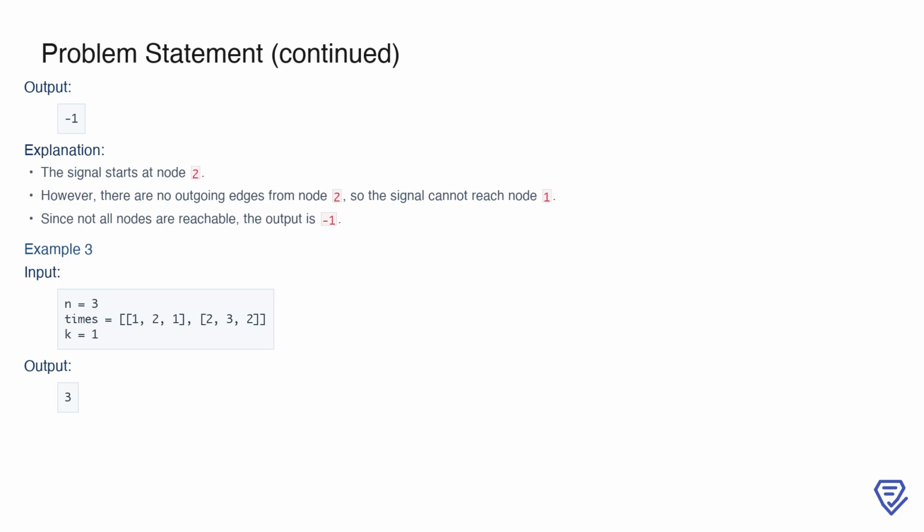If n equals 2, the list of edges is [1,2,1], and the starting node is k equals 2. The signal starts at node 2, but there are no outgoing edges from this node. This means the signal cannot reach node 1, making it impossible for all nodes to receive the signal. Therefore, the output in this case is -1. This illustrates the scenario where the graph is disconnected, and not all nodes are reachable from the starting node.